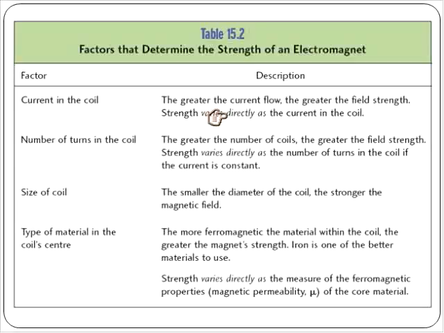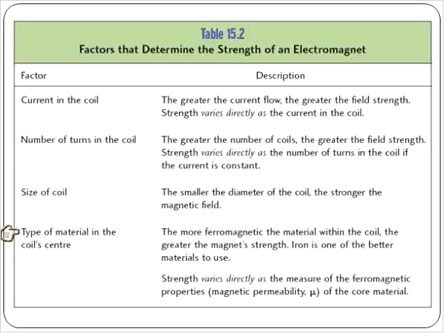The size of the coil is important. The smaller the coil, the smaller the diameter, the smaller the size of the loop, the stronger the field. The tighter you can wind your coil, the stronger the field is going to be. And the one that affects it the most, the biggest impact of all, is the last one here: the type of material that we put in the center. That has the largest impact.